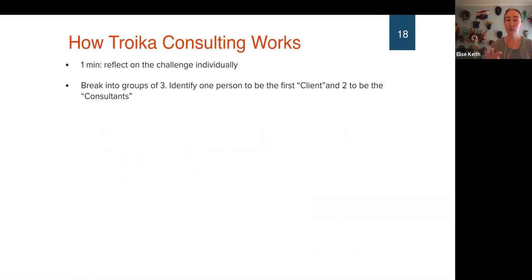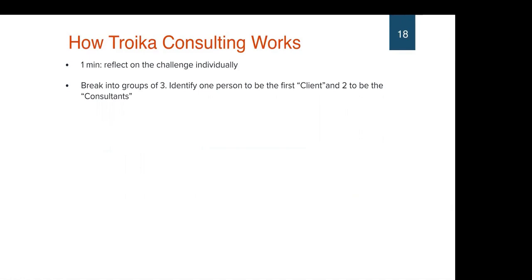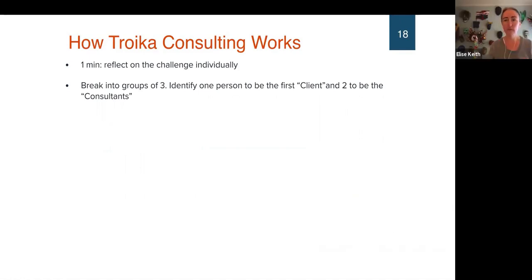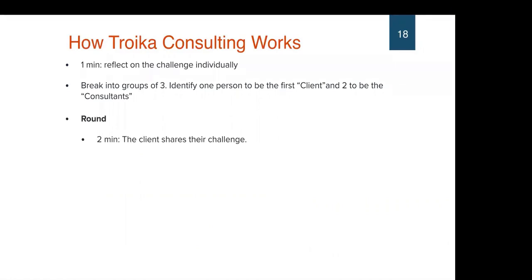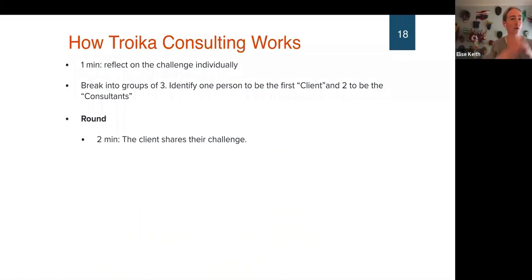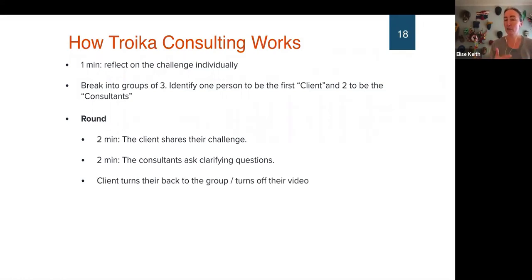Then we're going to break into groups of 3. In each group of 3, one person will act as the client, and 2 of you will take the role of consultant. We'll do 3 rounds so everybody will get a chance to play all of those roles. For the first 2 minutes of your round, the client shares their ideas: here's what I'm thinking about my challenge. Then in the official Troika consulting, you get 2 minutes to ask clarifying questions. And then the client turns their back to the group if you're in person, or you turn off your video if you've got your video on.